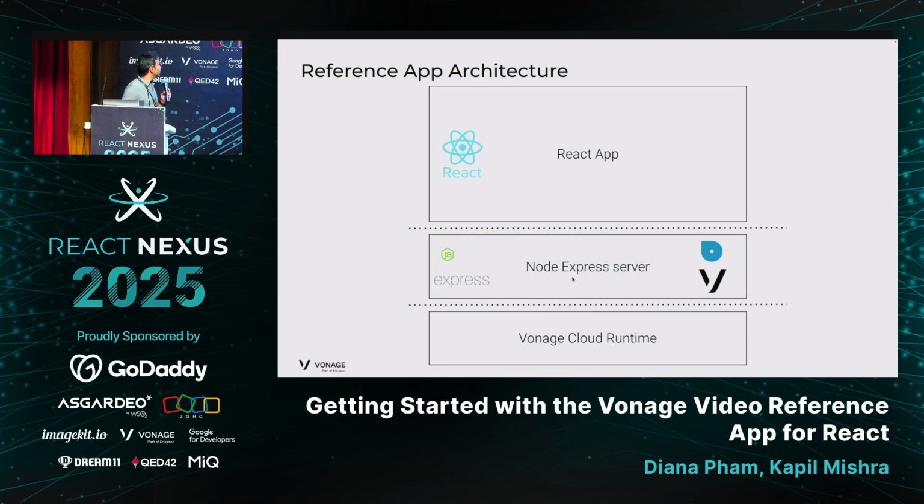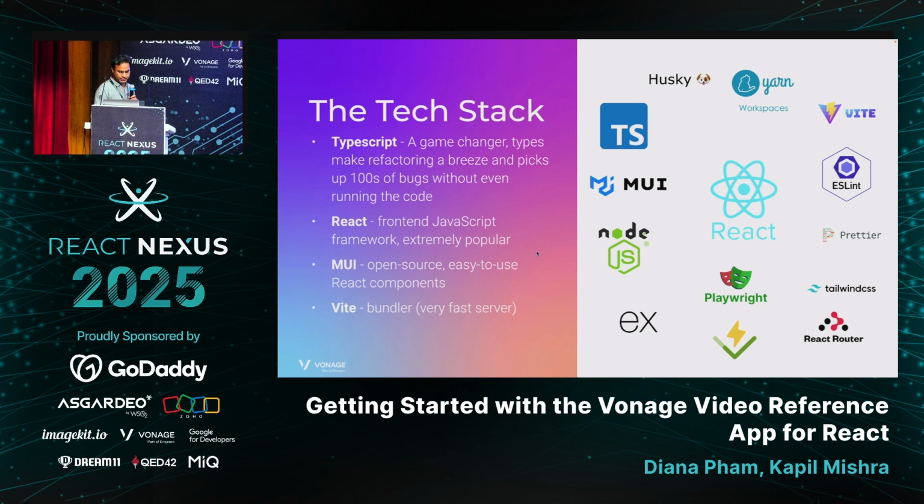Coming to the React app architecture. It's the basic architecture, running on Node Express. The front end is a React app, and we are using our own Vonage Cloud Runtime, and you can also use Heroku for that part. Now here is the tech stack we are using.